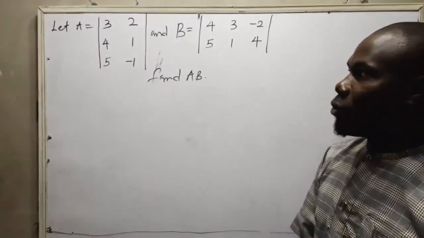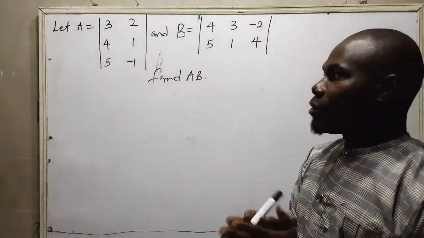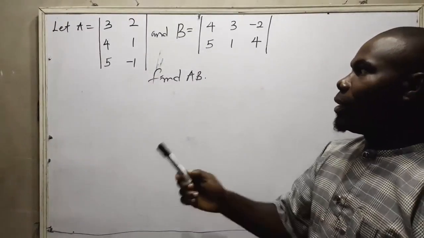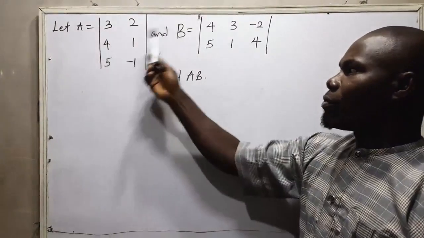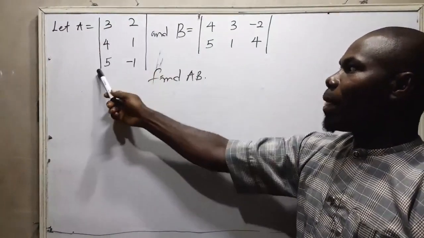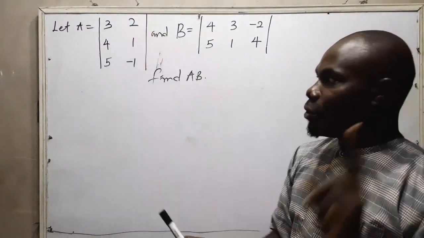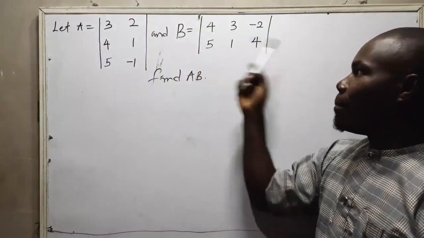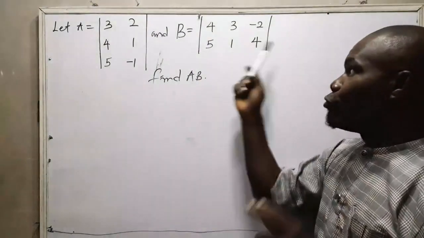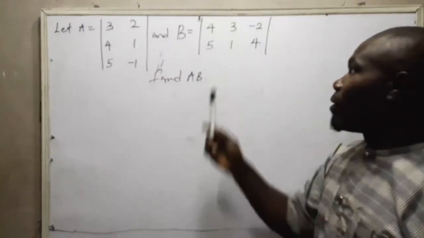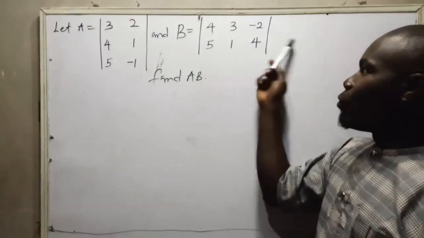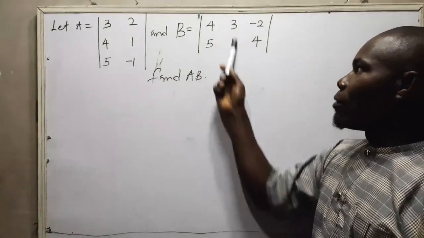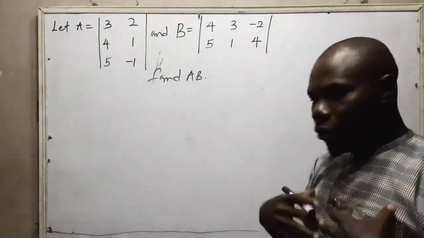The first thing you have to consider is this: there's something we call rows and columns. So these all fall to the rows: row 1, row 2, row 3. It has only two columns: column 1, column 2. In B, we have two rows and three columns: row 1, row 2, column 1, column 2, column 3. So how do we solve this?